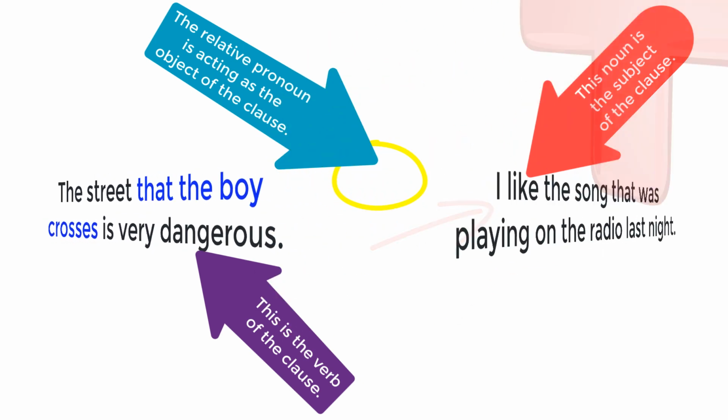Let's do another example. I like the song that was playing on the radio last night. Remember, the first thing we need to do is identify the adjective clause. Can you find it? That was playing on the radio last night. Can we find the relative pronoun? Correct, it is that. Is it followed by a be verb? Yes, it is. The verb is was.